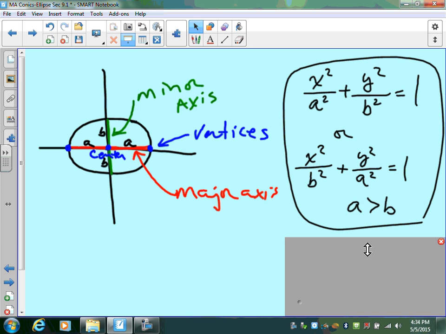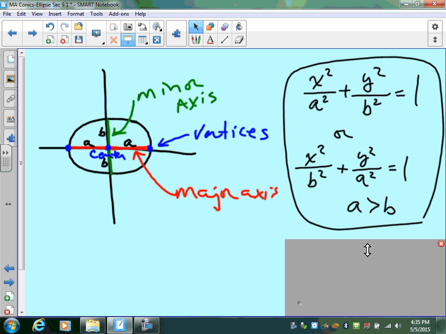And then here's the second version. Or X squared over B squared plus Y squared over A squared equals 1. And in every single case, A is greater than B. Okay? That's kind of the giveaway of which one of those is A and B. A is the bigger one, so even when you square it, A squared is going to be bigger than B squared. Okay? So there's the versions of the equations. Those especially have the center at the origin.